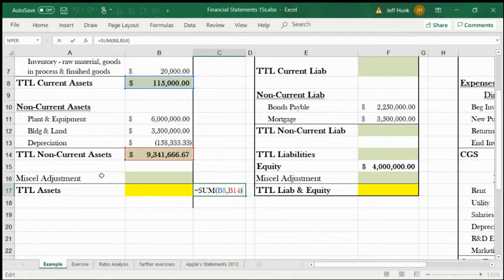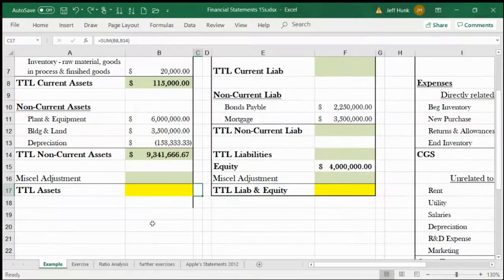I didn't put it there because if I put it there, then it must be equal to the total liabilities and equity, right? But is there any guarantee that they will actually balance out? I mean, they are supposed to balance out. They should. They must, right? They must balance out. But then, what if they don't?